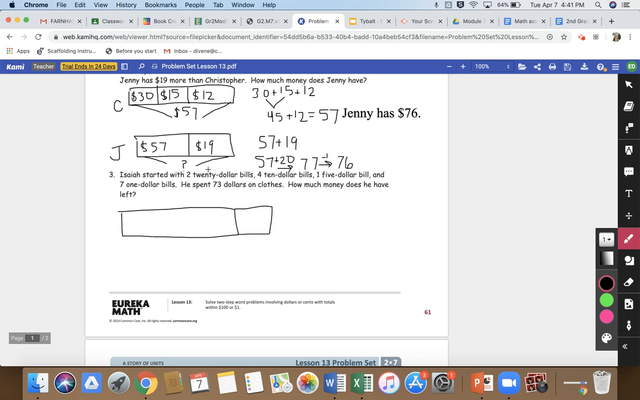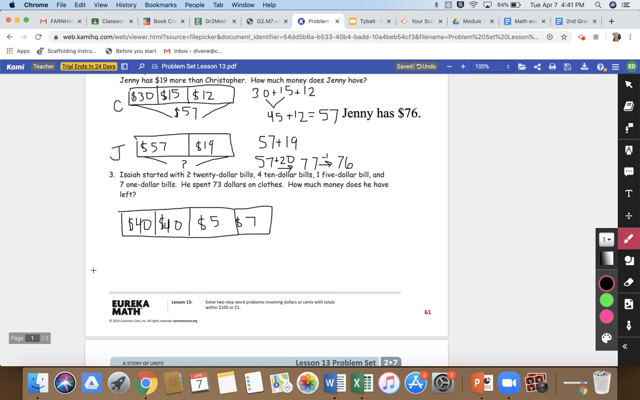And it says that he started with 2 $20 bills. So $20 bills times 2 is going to be $40, because 20 plus 20 is 40. And 4 $10 bills, 10, 20, 30, 40, is also $40. Okay, and he's got 1 $5 bill. So that's just worth $5. And 7 $1 bills. So that's going to be worth $7.